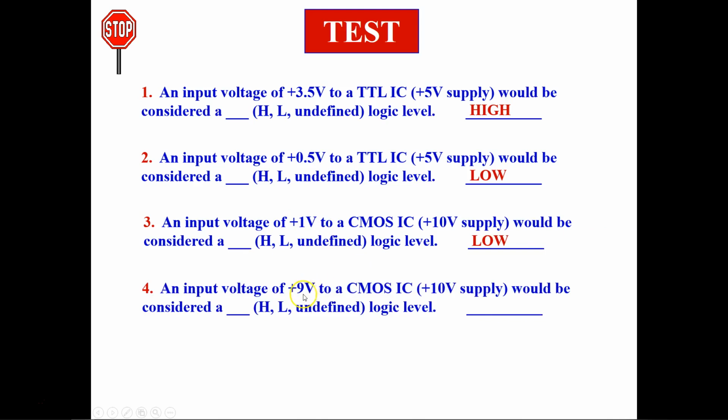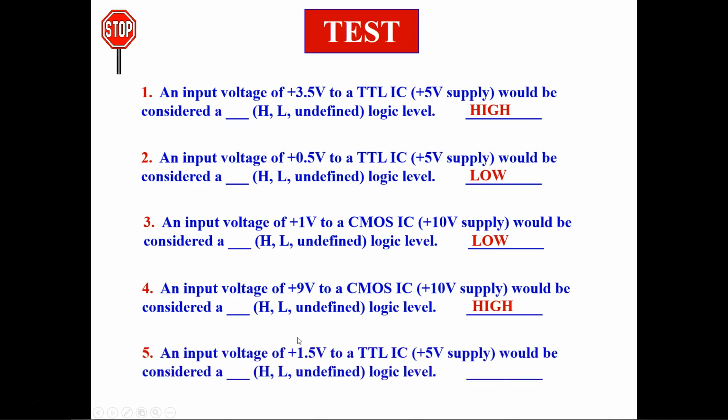And then we have the input voltage of 9 volts going into the CMOS IC, and the supply is 10 volts, which means the higher logic here is going to be from 3.5 volts to 10 volts, which definitely includes this 9 volts. So we will consider this as a high logic.